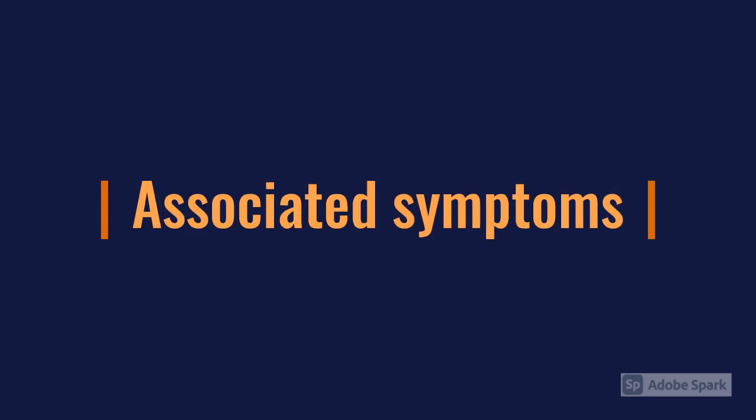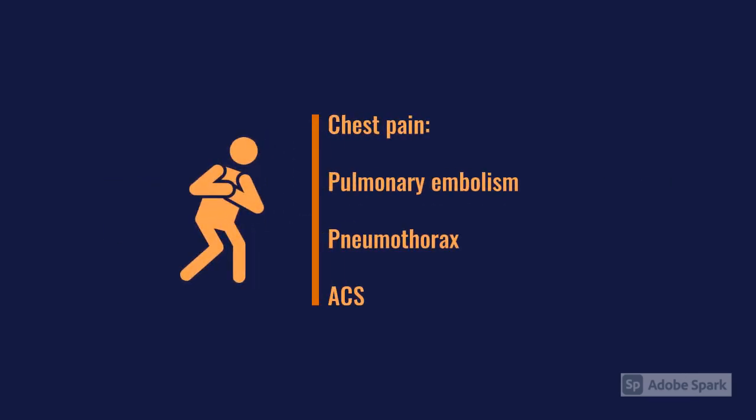Thinking about associated symptoms, we have woven that through the previous discussion, but of course, we're going to be talking about chest pain. Respiratory and cardiovascular system go hand in hand. And so is there any chest pain alongside your shortness of breath? We're thinking about pulmonary embolism. We're thinking about pneumothorax. We're thinking about our acute coronary syndromes.